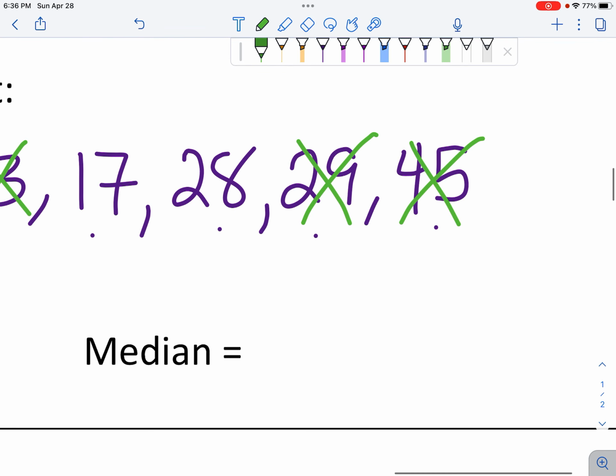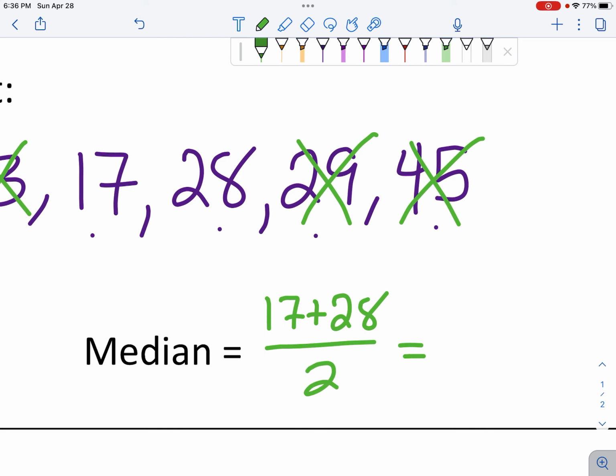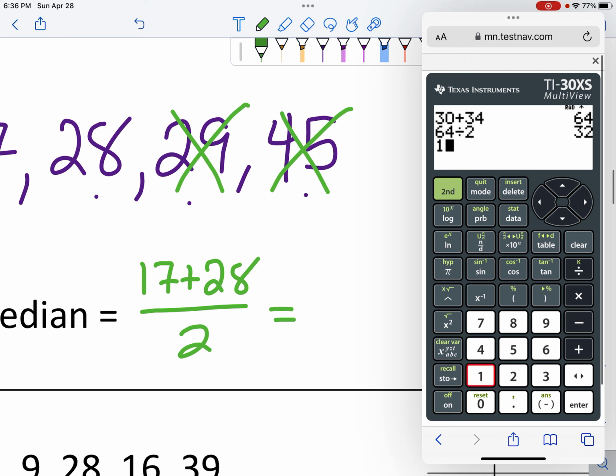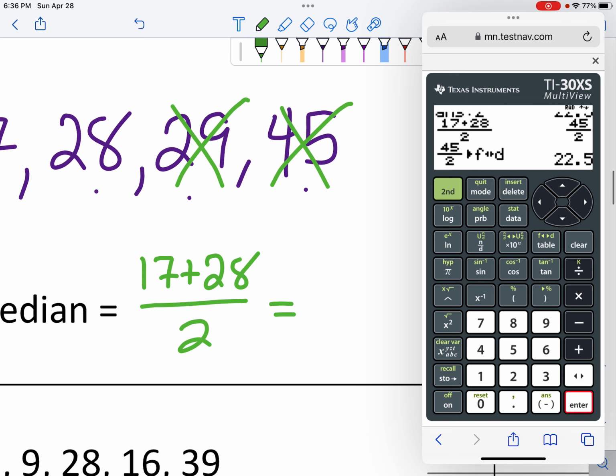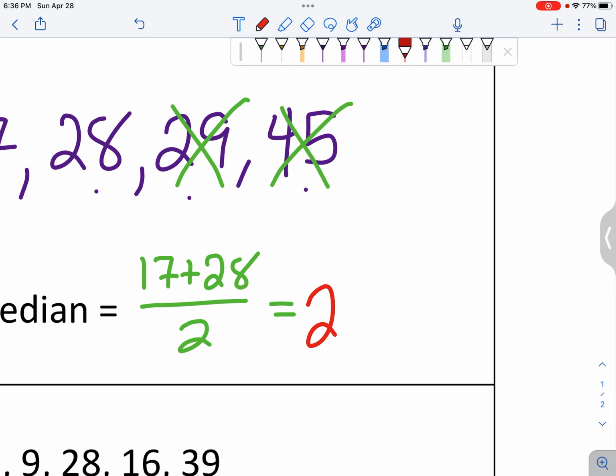So for the median, we're going to add them together, 17 plus 28, and then we're going to divide them by 2 because there are 2 numbers on the top here. So here we go, 17 plus 28, and then divide by 2. That works. The other thing you could do on this calculator is 17 plus 28, and then on the bottom, divide by 2. There's 45 halves, so now I can convert that into a decimal. There it is, 22 and a half. So this should be the correct answer.